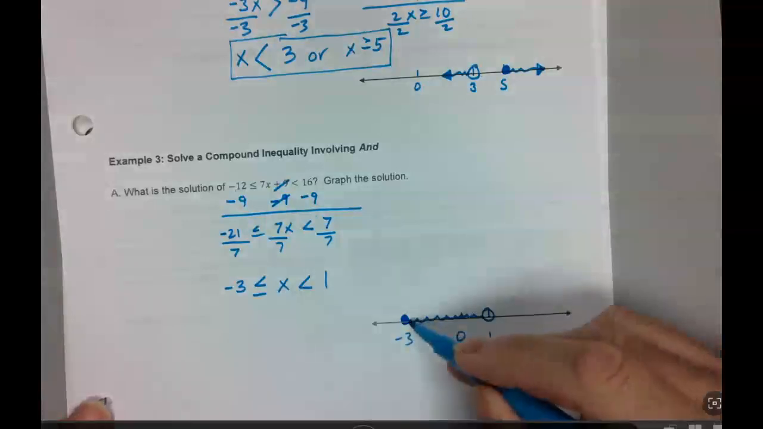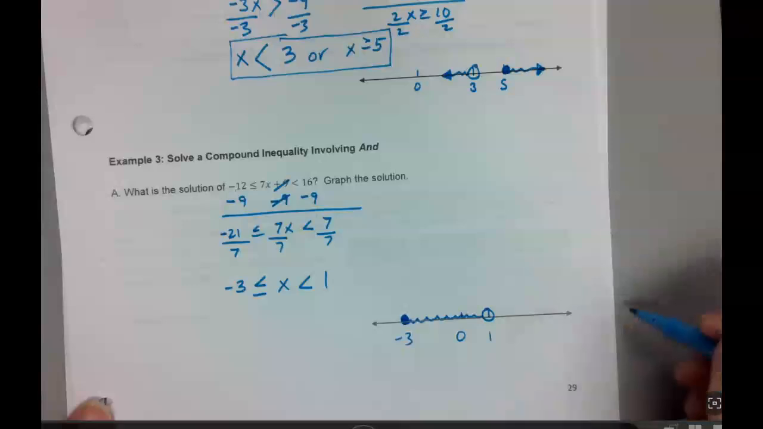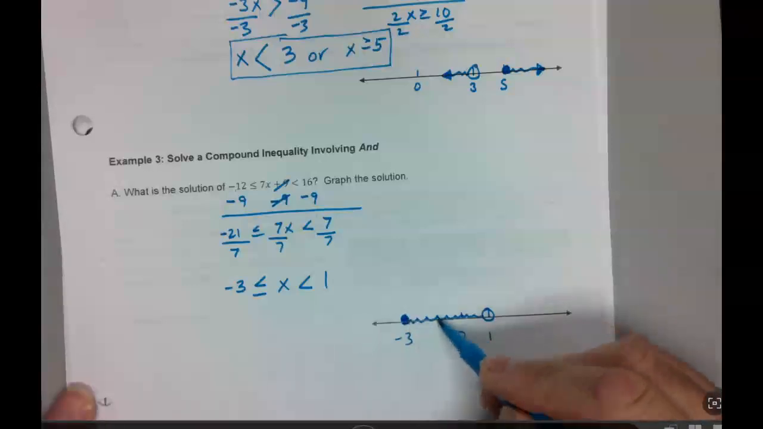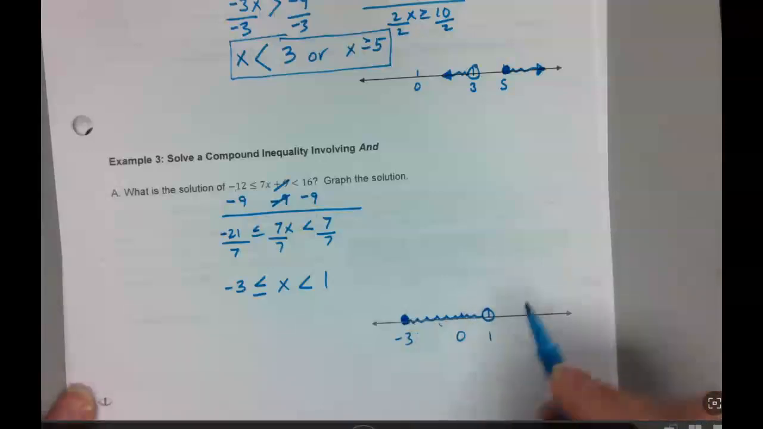Like x is greater than or equal to negative 3, it keeps going this way, and then x is less than 1 goes this way. Ands are only where they handshake, where they intersect together. And means intersect.